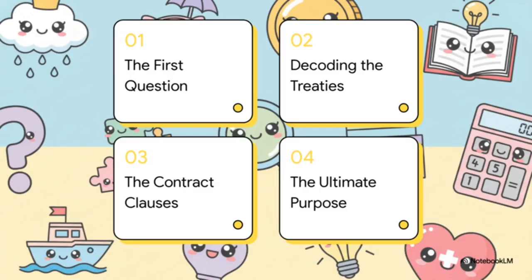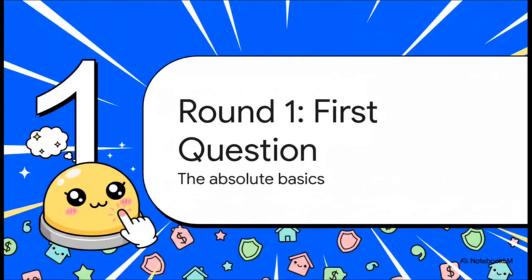We'll start with the absolute basics, then we'll move on to decoding the different types of agreements. After that, we'll dig into the fine print of the contracts, and finally, we'll uncover the ultimate purpose of it all. Let's get started.